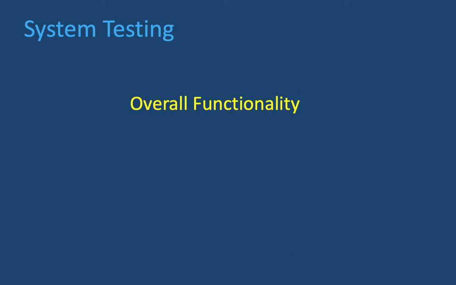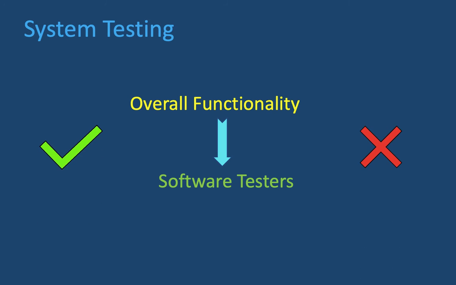The third level of software testing is system testing, where we check overall functionality of the system as per requirements. This testing is done by the software testers, not developers. Integration testing can be done by both testers and developers, but the system testing is done by the testers. It verifies if the system meets the specification or not. The system testing itself also has many types, but we'll learn them later.